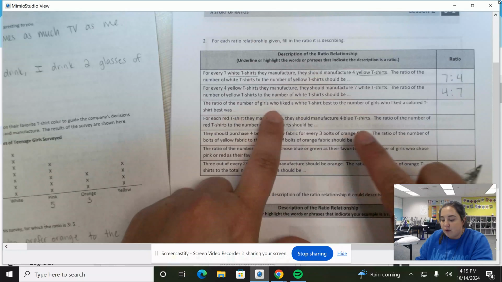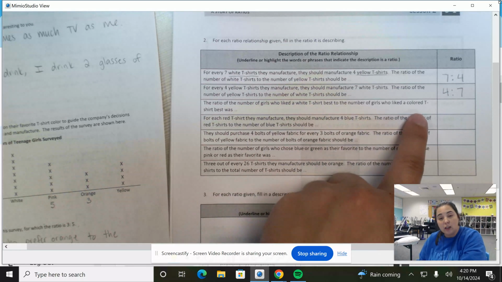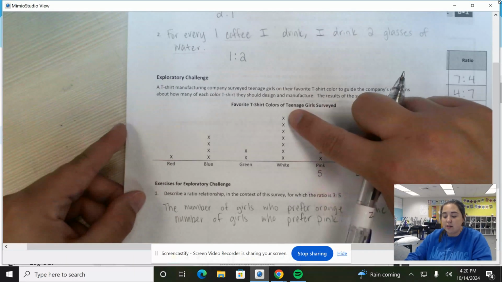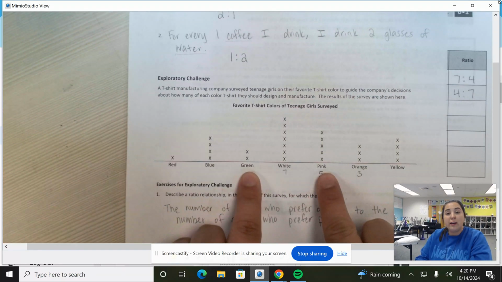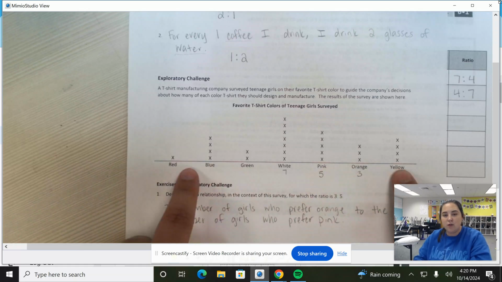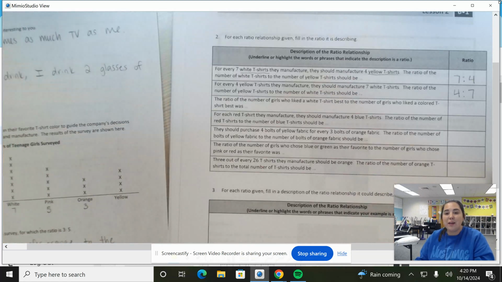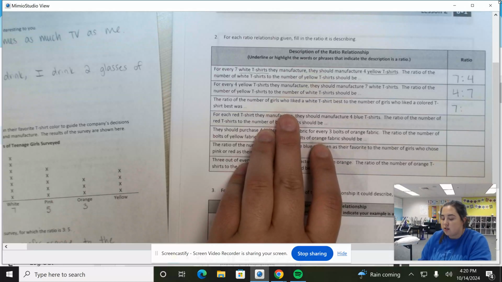Then it said the ratio of the number of girls who liked white t-shirts best to the number of girls who liked colored t-shirts. You had to do some digging. So if you look at the chart here, white, there should be 7 of them, to the number of girls who liked color. So that means any of these. If you count it up, there should have been 19 girls who said either red or blue or green or pink or orange or yellow. So again, 7 who like white t-shirts to 19 who like color.